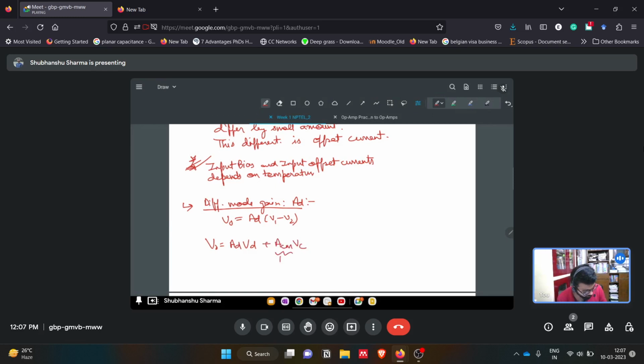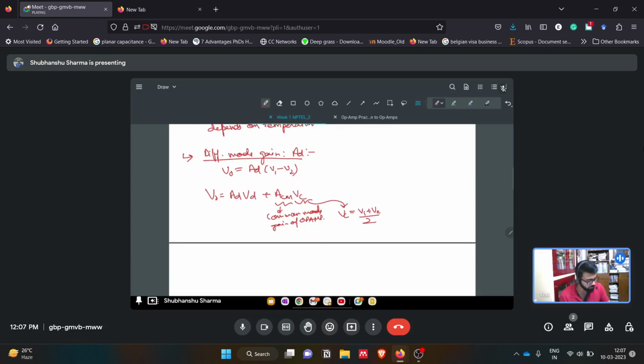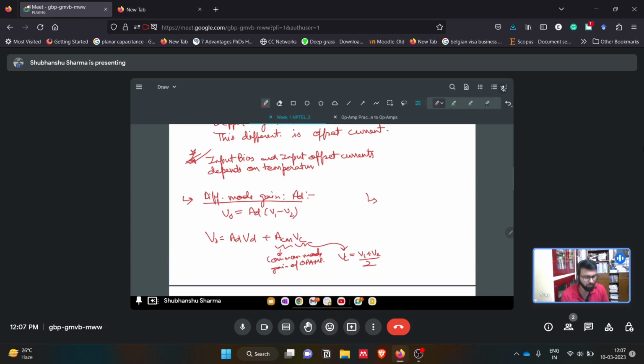So this ACM is the common mode gain of the op amp, and this VC is the common mode voltage, that is VC equals (V1 plus V2) by 2. Normally an ideal op amp will have CMRR as infinite. So what is CMRR? CMRR is the common mode rejection ratio. This is given by CMRR equals AD by ACM.